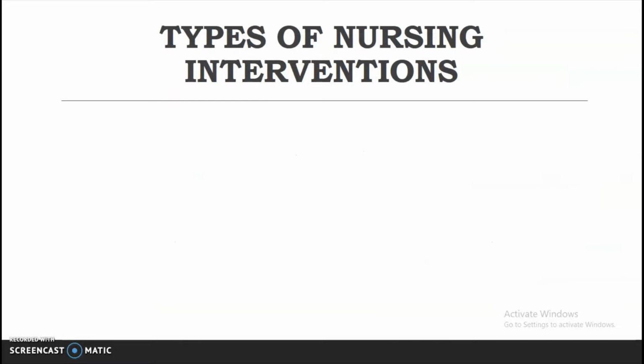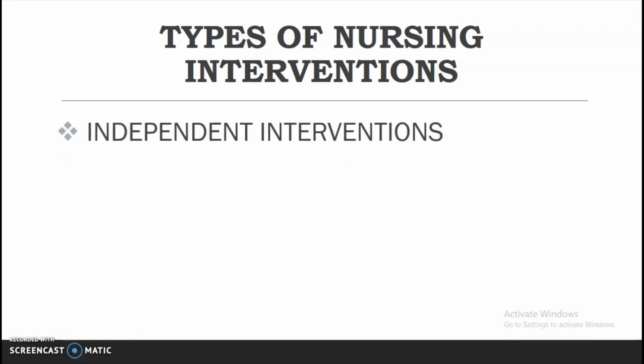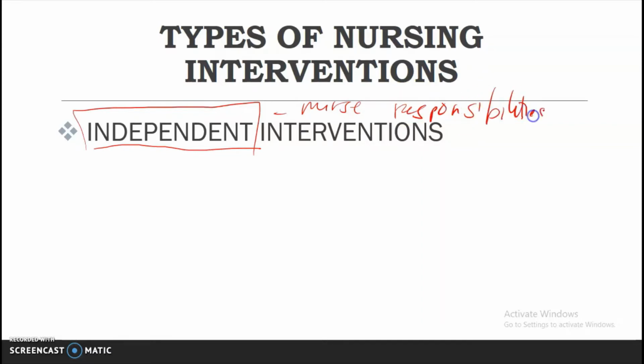Now, there are several types of nursing interventions that we can use in order for our NCP to become more effective. Number 1, we have to consider adding independent interventions. When I talk about independent interventions, guys, from the word independent, it is referring to the nurse's responsibility. So these are interventions that a nurse alone can perform, even without the order from the doctor, or even without help from other healthcare professionals.